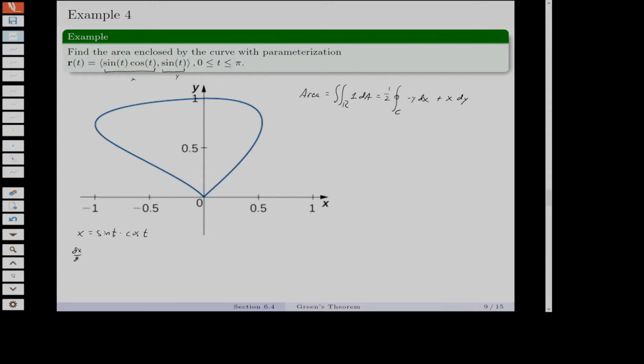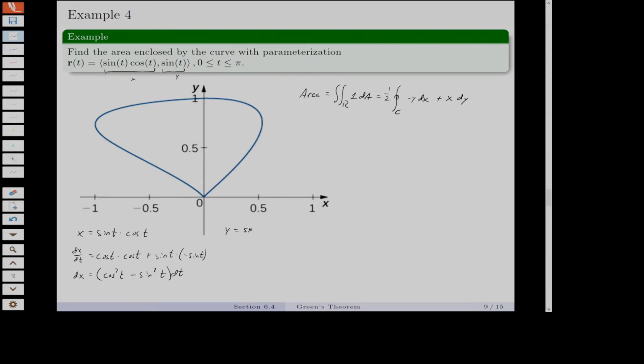When I differentiate, I have to use a product rule. The derivative of sine of t is cosine of t, times cosine left alone, plus the sine left alone, times the derivative of cosine. So I have sine of t times negative sine of t. So dx is equal to cosine squared t minus sine squared t. Now there are some identities you could use on that, but let's hold off and see what identity we might want once we see what this looks like with everything plugged in. So we're going to leave that like that for now.